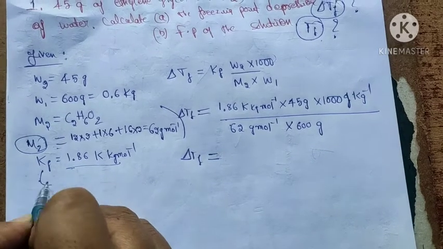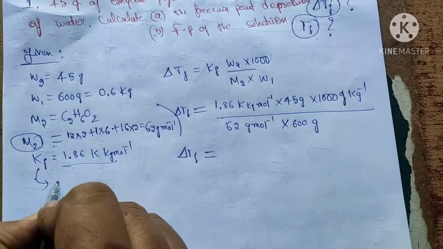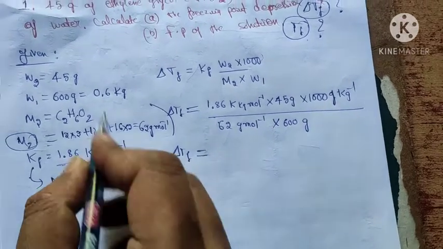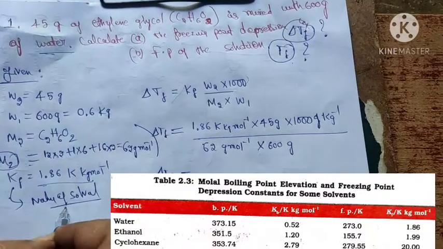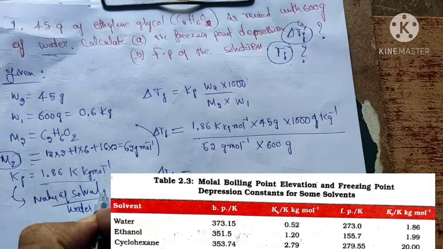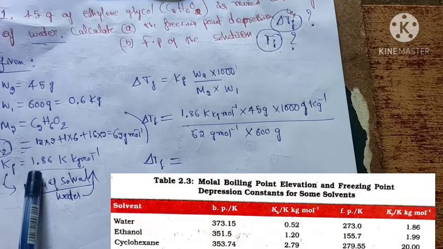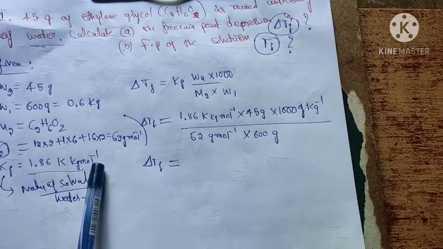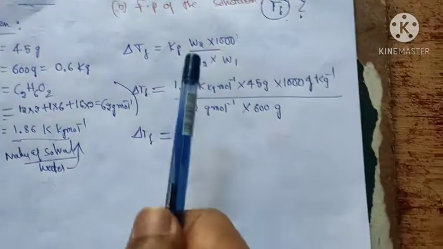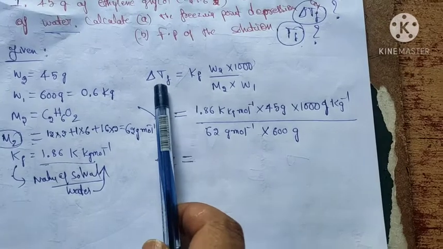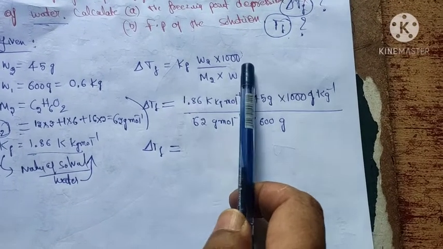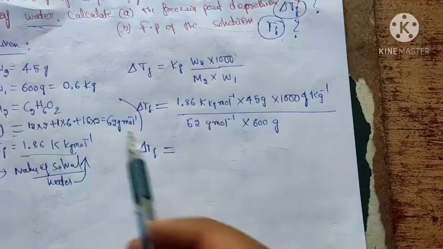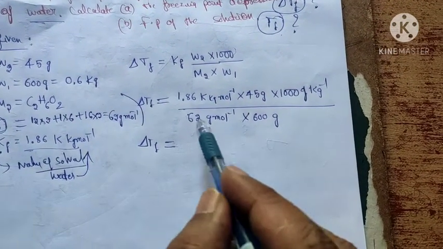Kf is the cryoscopic constant. It is based on the nature of the solvent. So which one is the solvent? Water is the solvent. The value of the cryoscopic constant for water is 1.86 Kelvin kg per mole. So already we know the expression: delta TF is equal to Kf W2 into 1000 divided by M2 into W1. All the values should be substituted here.